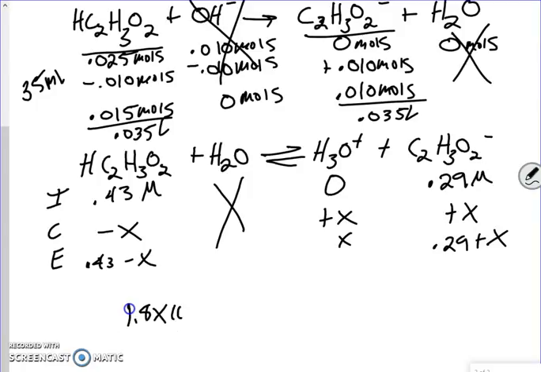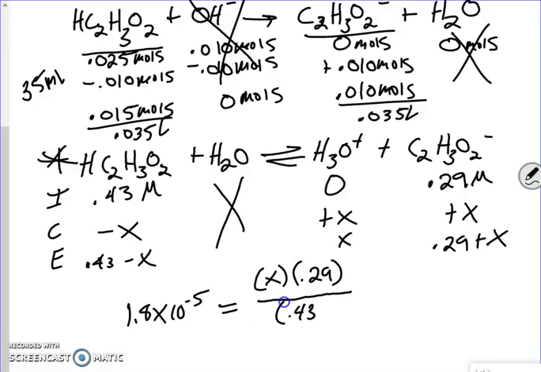So 1.8 times 10 to the negative 5th. And remember, K is not changing because our reaction is not changing. It's the same reaction we used in our first ice table. Okay, products over reactants, so X times 0.29. And remember, we're getting rid of the minus X and plus X because we are assuming due to the size of K that X is negligible. Okay, and what we get from here is that X equals 2.7 times 10 to the negative 5th.